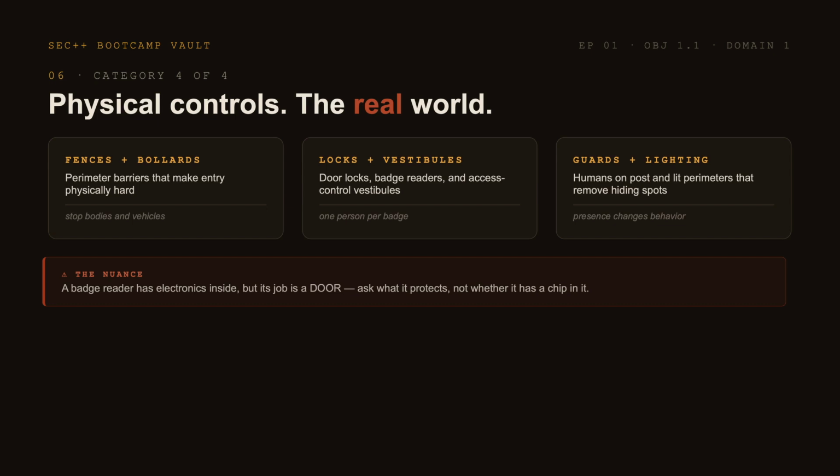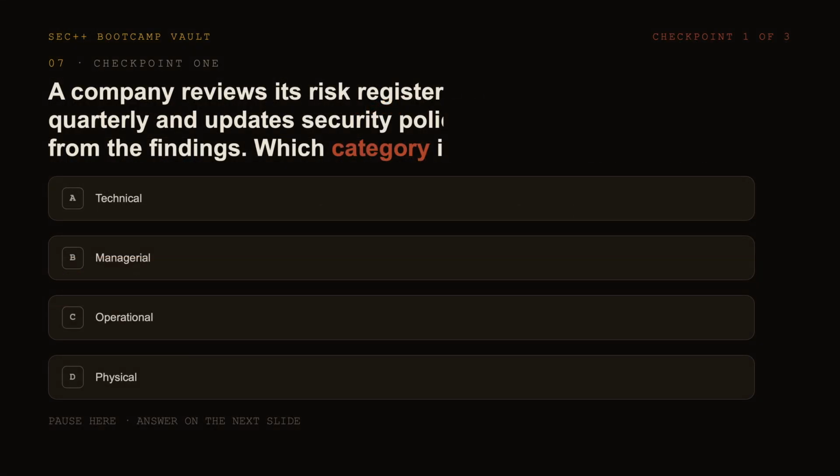Time for a checkpoint. Pause the video and pick your answer. A company reviews its risk register every quarter and updates its security policies based on what it finds. Which control category is that? A, technical. B, managerial. C, operational. D, physical. Remember the 2 questions. Who is making this happen and what is actually being done? Take a few seconds. The answer is on the next slide.